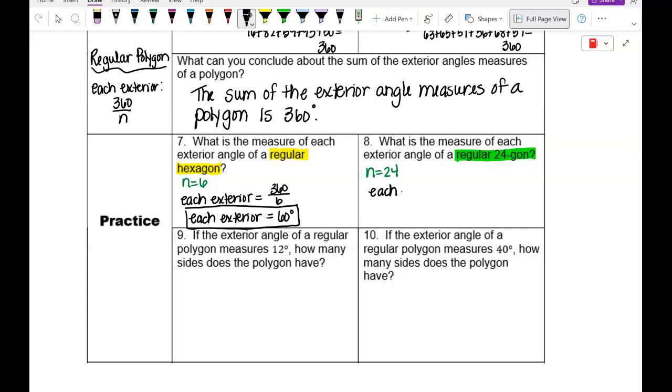So here, each exterior is going to be 360 divided by 24. So what is the value of each exterior if we take 360 and divide by 24? 15 degrees.